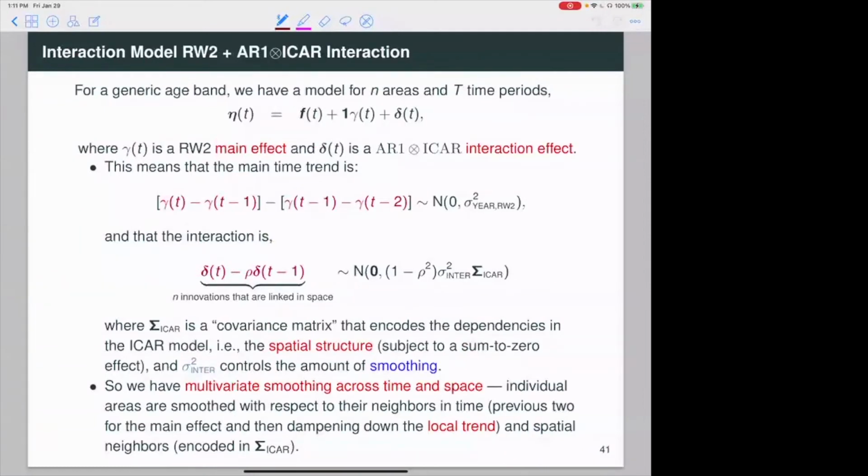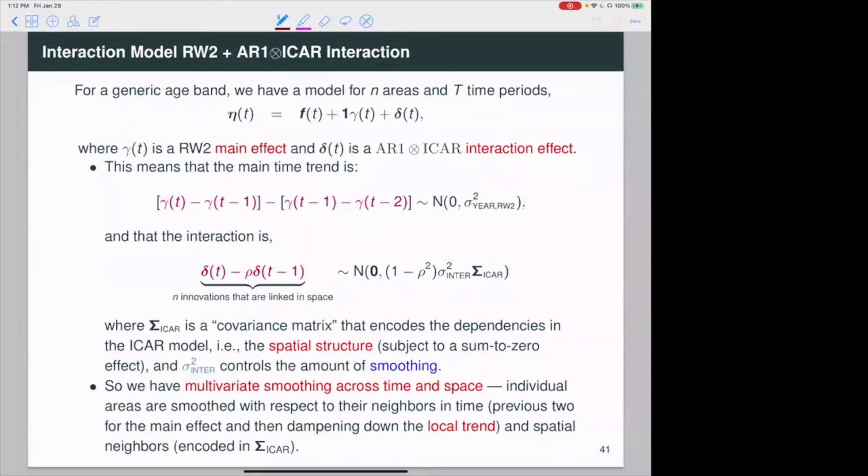We use a random walk 2. Random walk 2s basically say that you're penalizing slopes. The data are being pulled towards a constant slope over time. So any deviations between slopes in adjacent periods are being penalized. The further the slopes differ from each other, the more we penalize. So we're pulling towards a central curve. On the logistic scale, we're saying it's linear in time, but we're allowing fluctuations between different years.